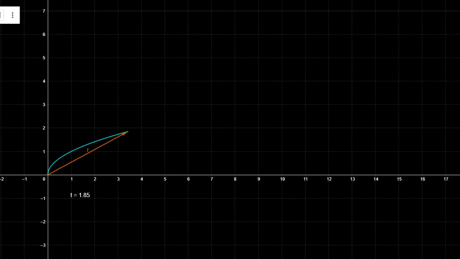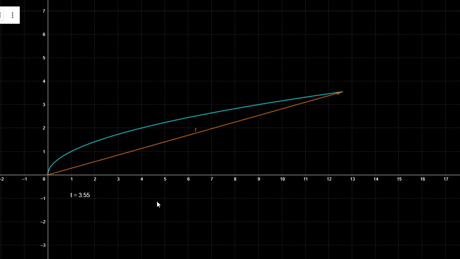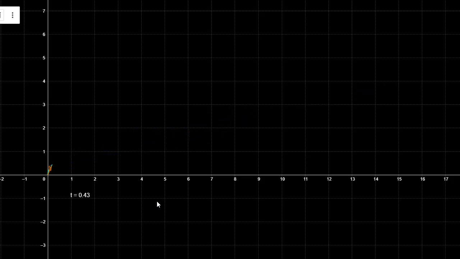All right, so as you can see, the vector in orange is tracing out the trajectory, which we're mapping out in blue there. All right?